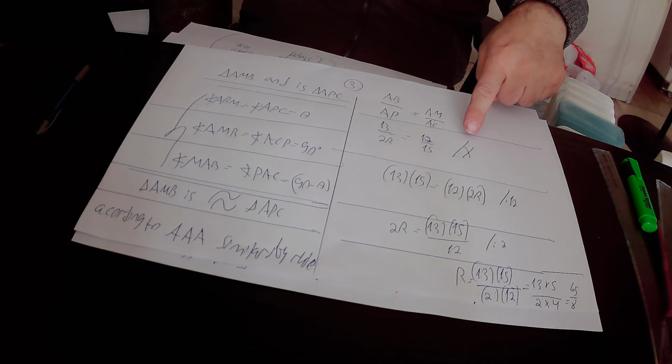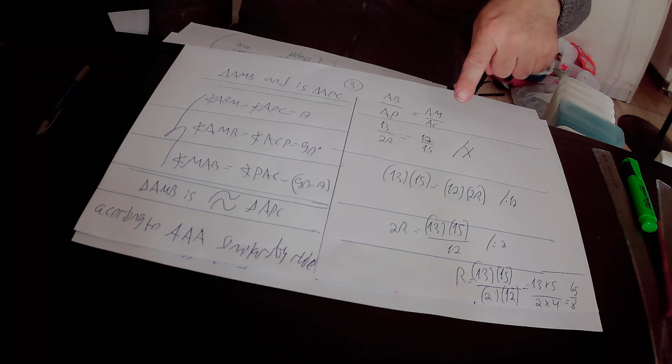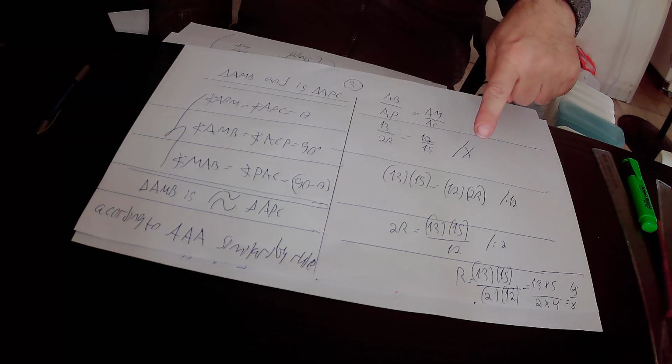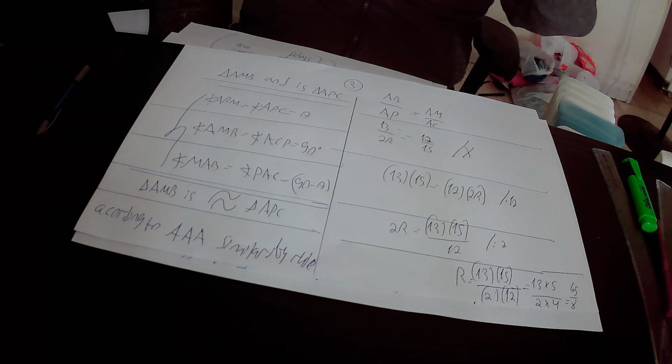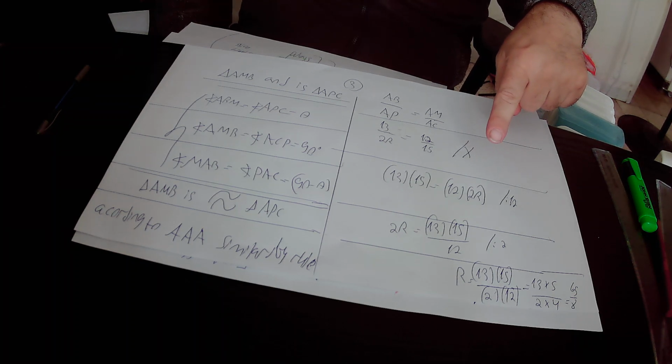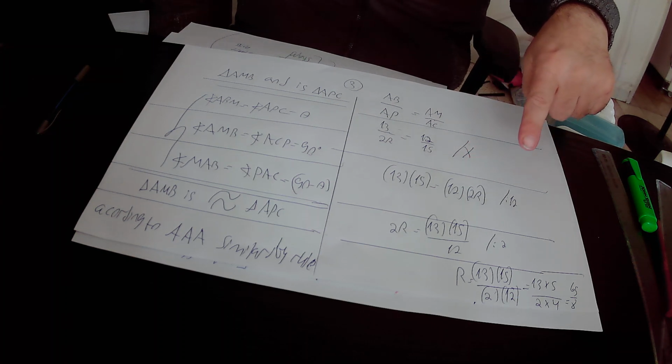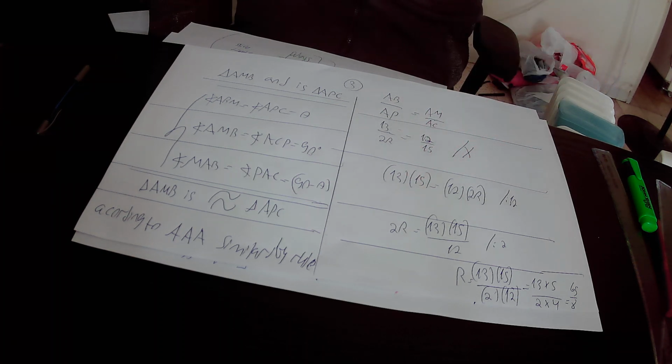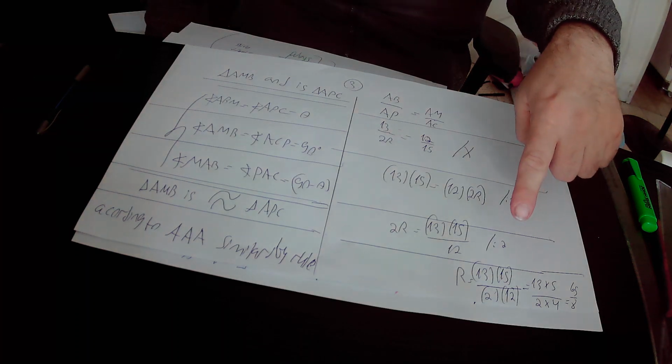Here we first cross-multiplied this equation and found that 13 times 15 equals 2R times 12. Here we divided this equation by 12, and we got that 2R equals 13 times 15 over 12. Here we divided this equation by 2 and we found that R equals 13 times 15 over 2 times 12.